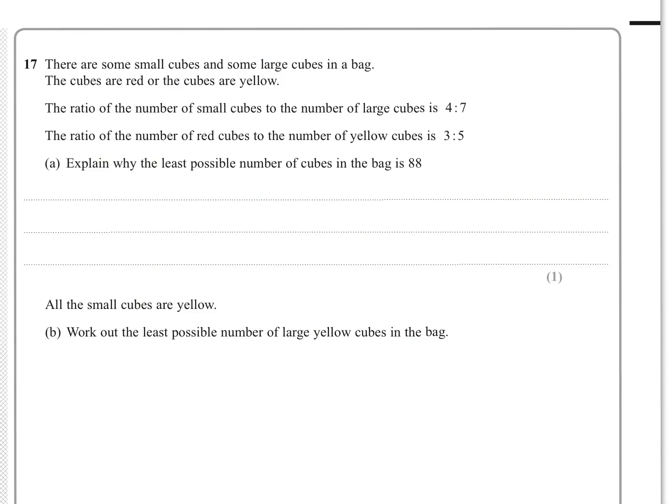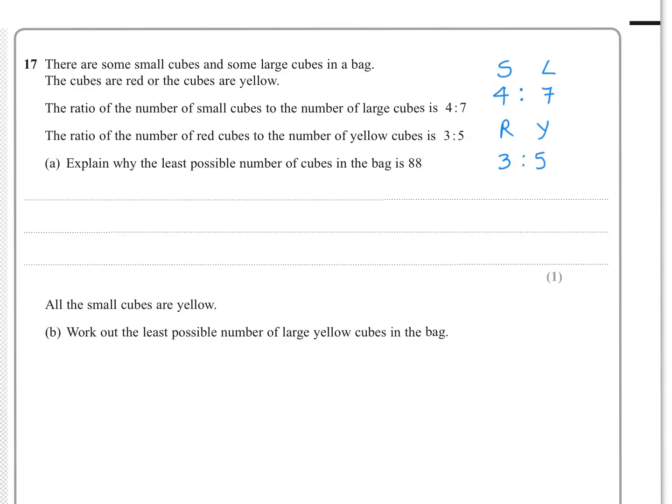Question 17. There are some small cubes and some large cubes in a bag, and the cubes are red or yellow. And we're given the ratio of small to large, I'm going to write this here, is 4 to 7. And we're given the ratio of red to yellow is 3 to 5. And it says, explain why the least possible number of cubes in the bag is 88.